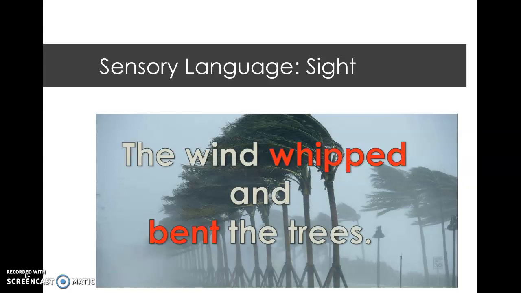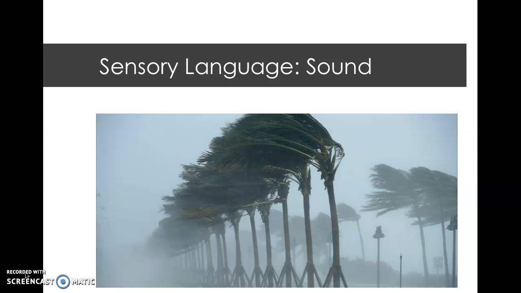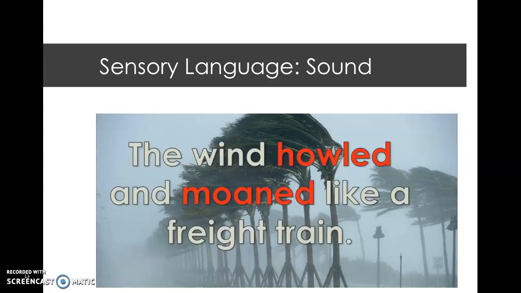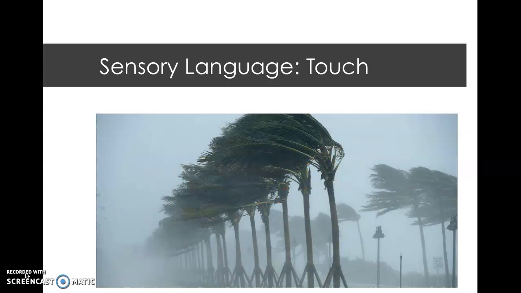What I came up with was the wind whipped and bent the trees. Whipped and bent are two things that we see in this photograph. Therefore, that is sensory language. Now let's try it with sound. What would we hear if we were in this picture, in this photograph? The wind howled and moaned like a freight train. Again, we're using intense sound imagery to create a feeling to describe this picture. Howled and moaned, sensory language for sound.